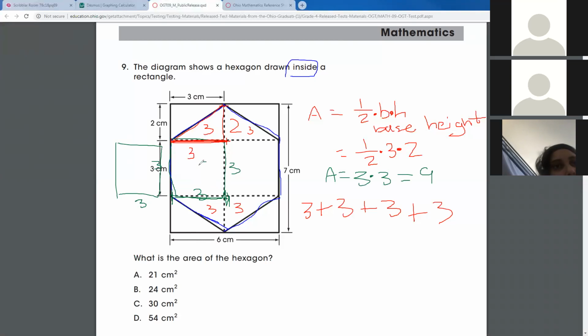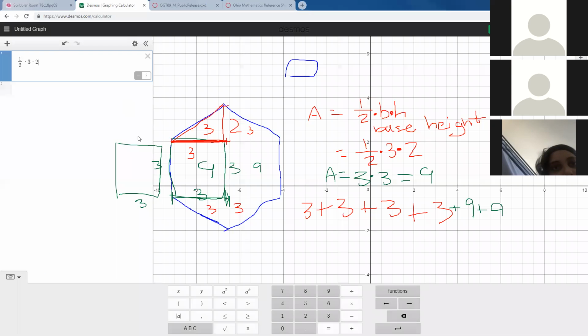So we have 9 here, 9 here. Now on our list, we also have plus 9 for the 2 squares. So you can add it up in your head, or you can type it into the calculator. 3 plus 3 plus 3 plus 3 plus 9 plus 9 gives us 30.